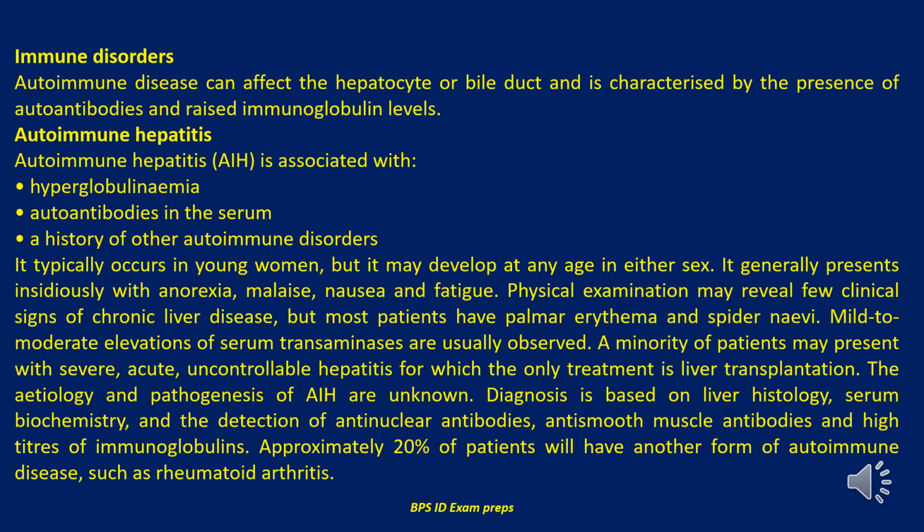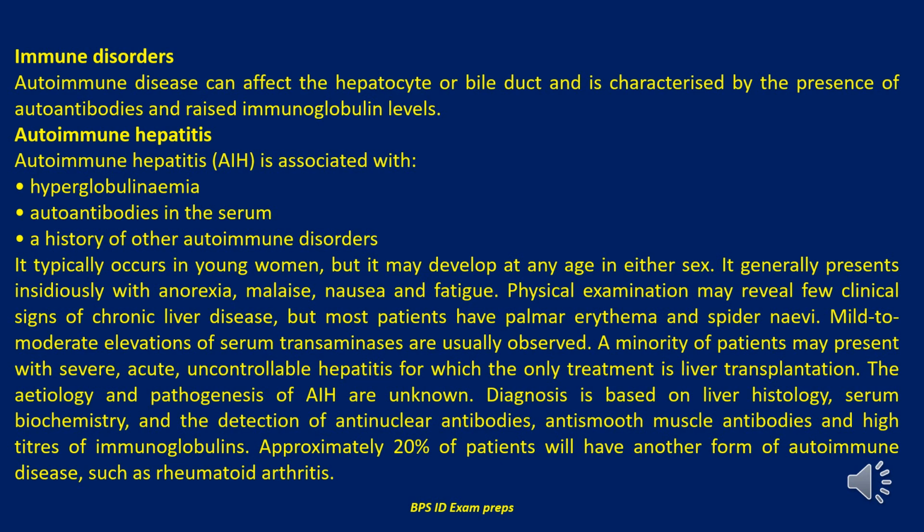Next, we will discuss immune disorders. Autoimmune disease can affect the hepatocyte or bile duct and is characterized by the presence of autoantibodies and raised immunoglobulin levels. Regarding autoimmune hepatitis, abbreviated as AIH, is associated with 1.